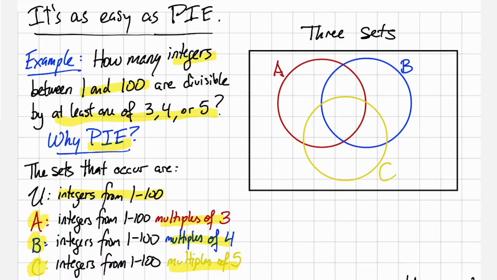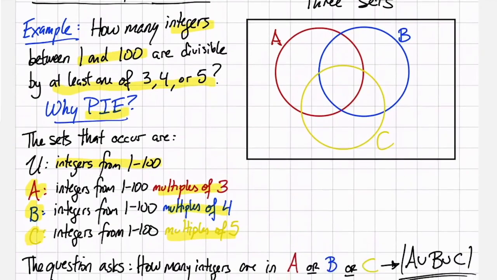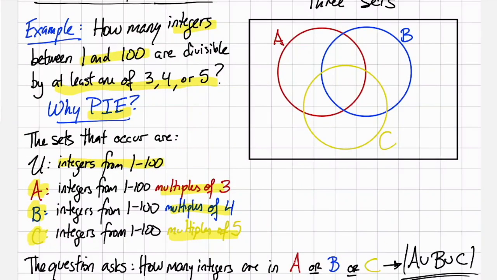Furthermore, these sets interact. It's possible to be a multiple of 3 and a multiple of 4. And last, what's the question asking? It's asking for integers that are in A or B or C, which is the union of A, B, and C. And so this question is calling out for the principle of inclusion-exclusion.